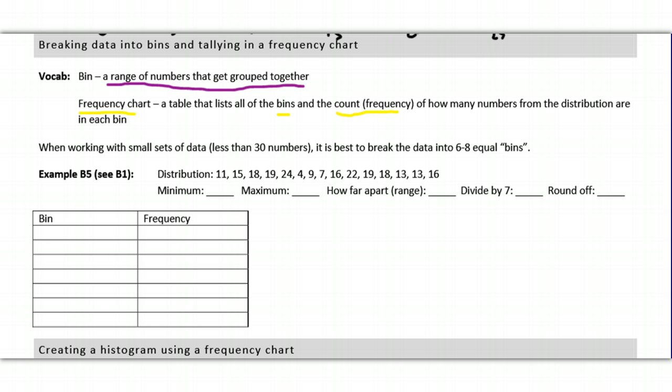One rule of thumb is that when you're dealing with small amounts of data, like the kind we're going to be dealing with generally, where we don't have very many numbers at once, usually 6 to 8 bins is a pretty good rule of thumb. Even the low end of 6 different bins is usually fine when you're dealing with such a small amount of information.